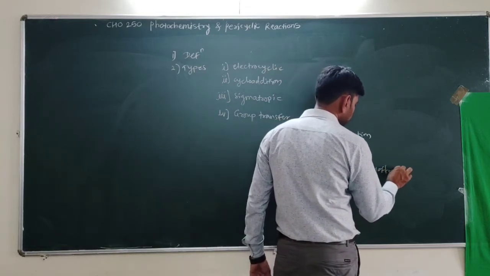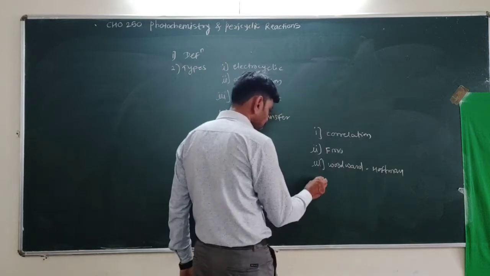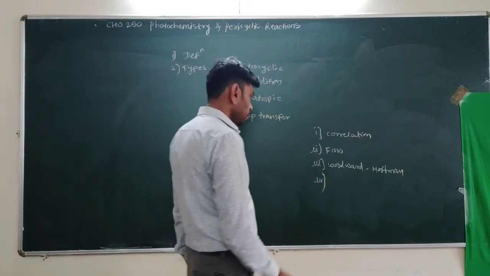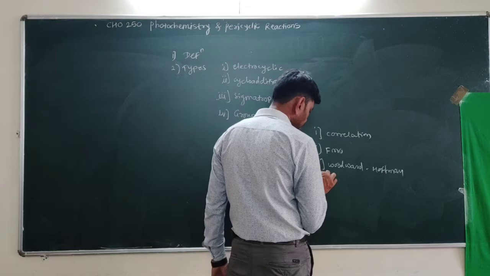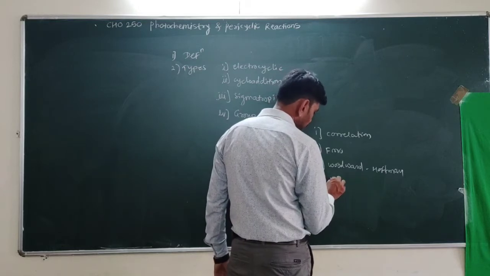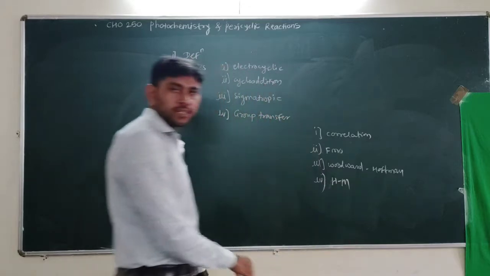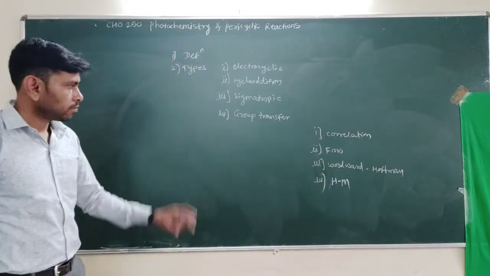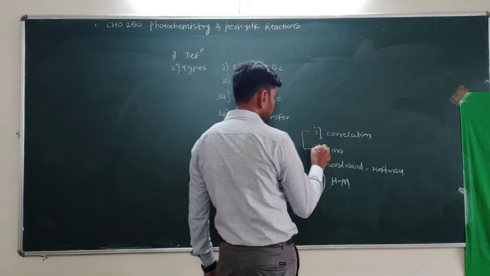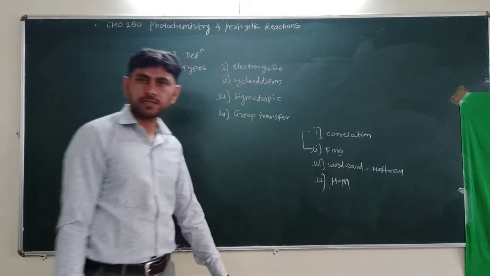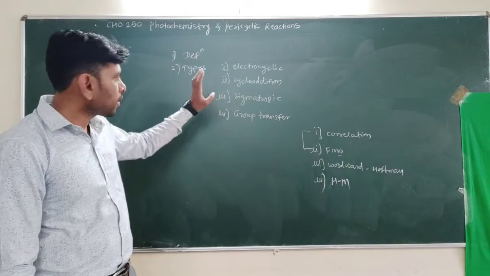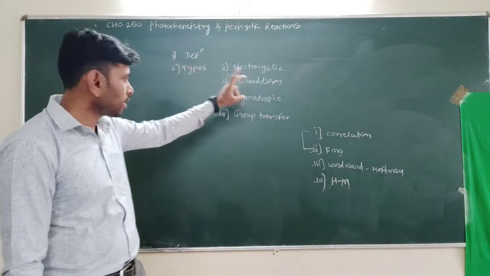There are certain rules to... and the fourth method is the HM method, that is the Huckel-Mobius method. But out of these, for first year only two methods are there for analysis, and we saw the analysis of electrocyclic reactions by these two methods.